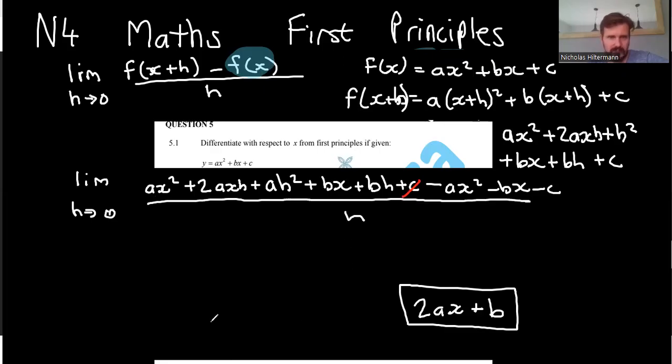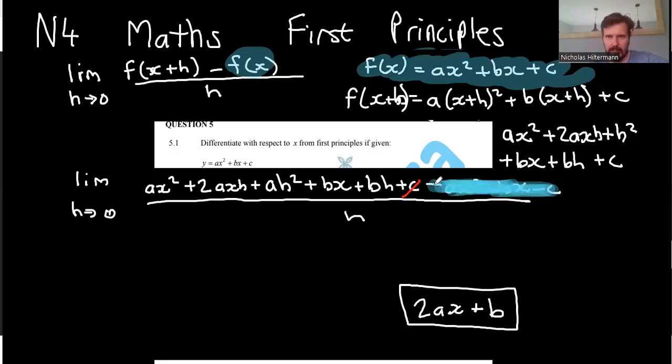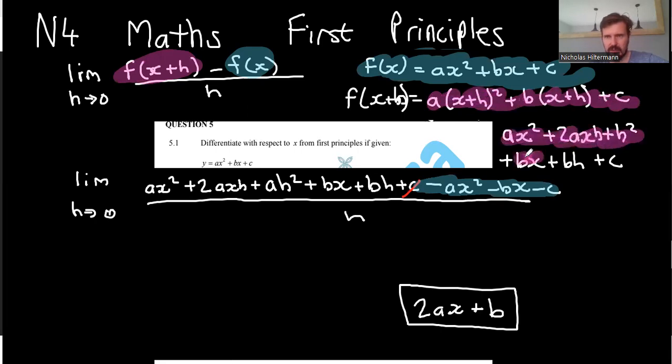Okay, let me just do my colors because I usually do the colors. So this is the light blue, which is what I'm minusing. And this is the pink, which is this bit here, which ended up becoming this bit. Nice. Now look and see with the red that I can cancel. I can cancel the c's. I can cancel the bx's. I can cancel the ax squared.